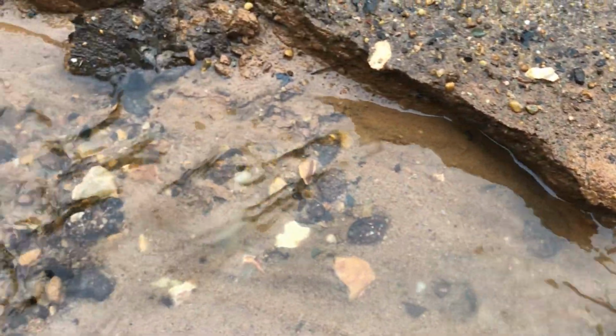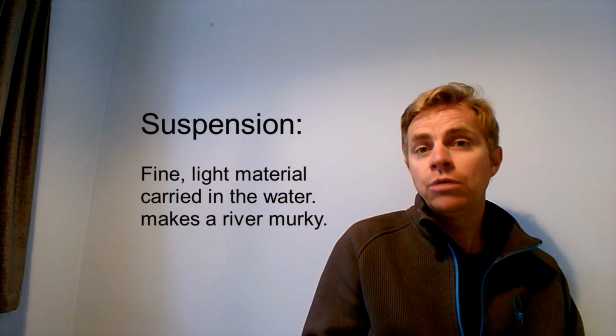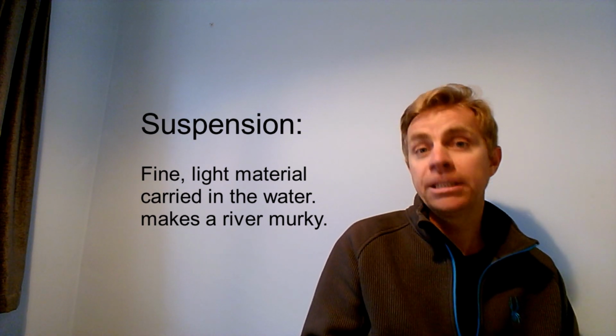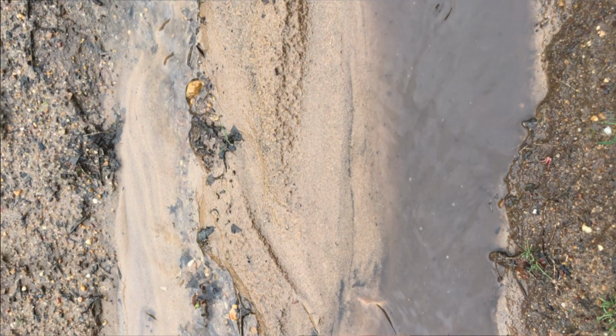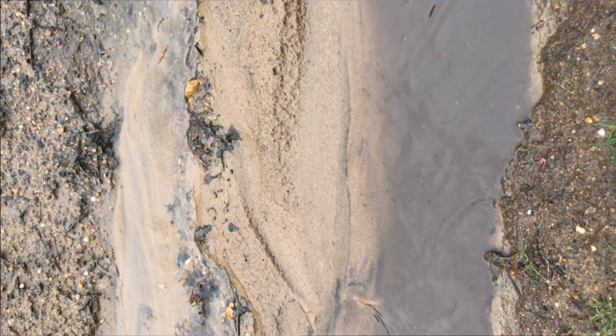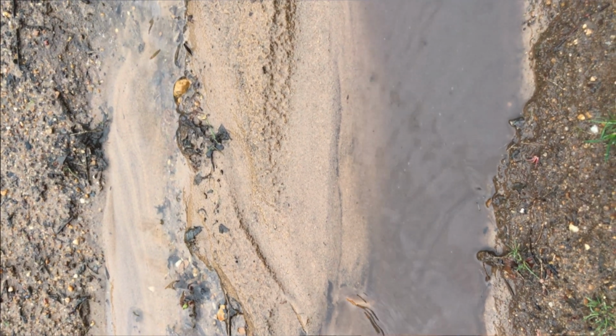And the next one is suspension. This is where soil dissolves into the water and it changes the colour of the water. In this video there's a very good example where you can see at the bottom is a very, very black, murky liquid, whereas at the top it's crystal clear because there is the suspension of soil within it.